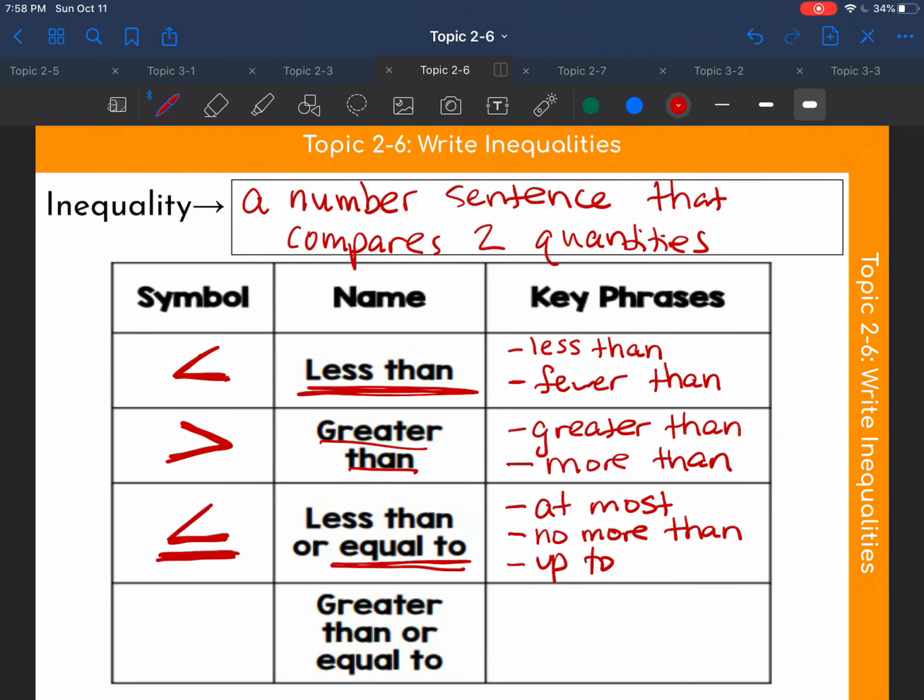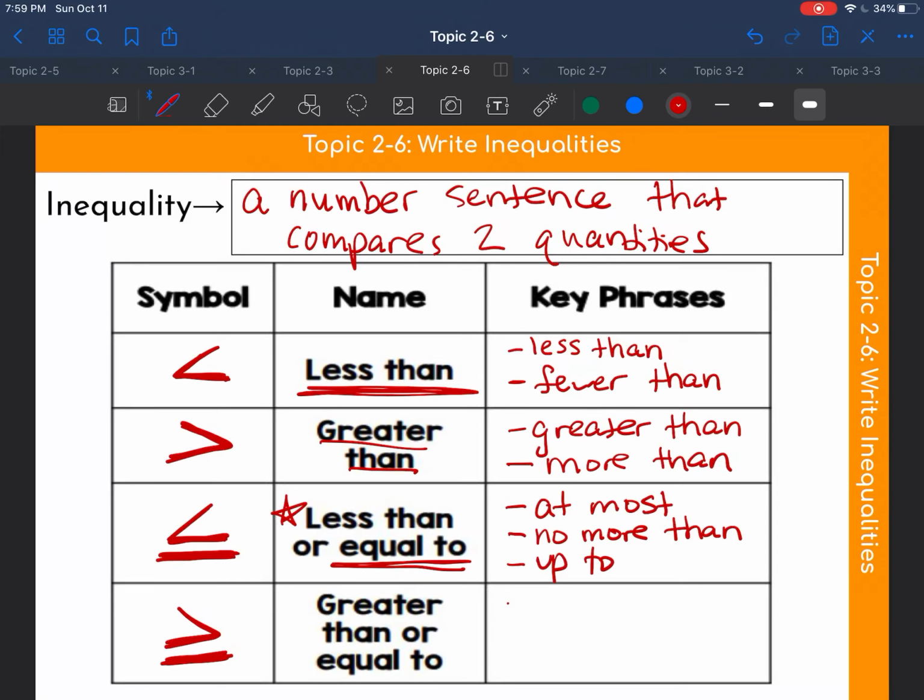The last phrase is up to. You can be up to 5 feet to ride this ride. You can go up to 5 feet, anything less than that, or 5 feet, but you cannot be more. So at most, no more than, or up to tell us to use the less than or equal to sign. The next one, greater than or equal to, is the greater than symbol with a line underneath it, just like the less than. To type that into your computer, choose the symbol on your keyboard, highlight it, and click the underline button.